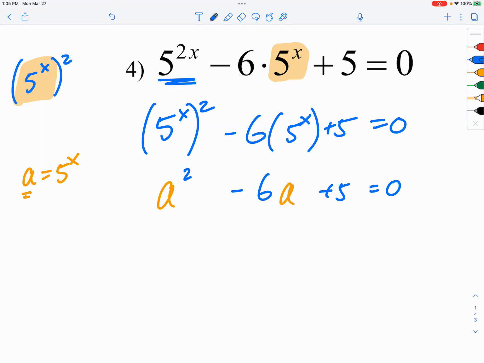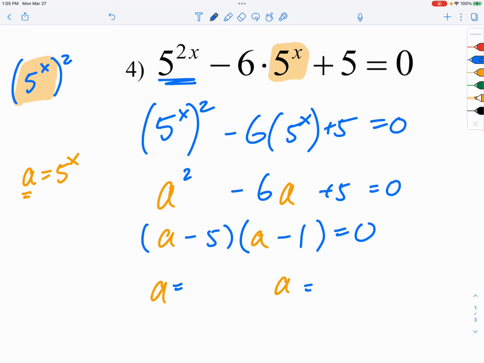And then you will factor. So after you know how to handle the first step, life should be pretty good. Should be smooth sailing. Assume that you know how to factor. And then you would say that a is equal to 5 and a is equal to 1.